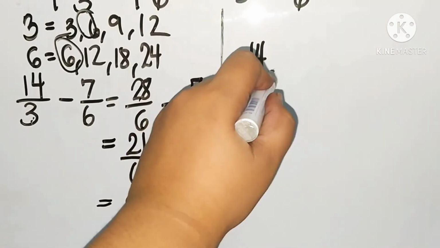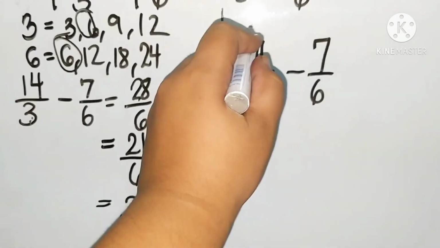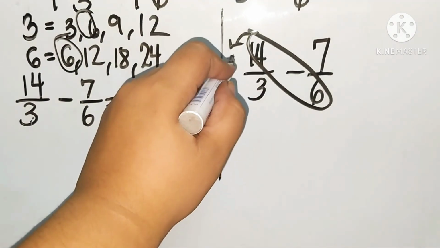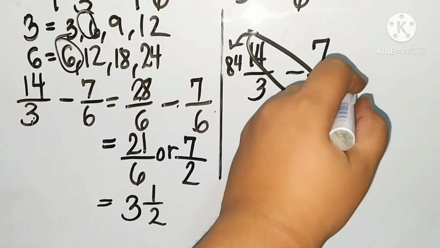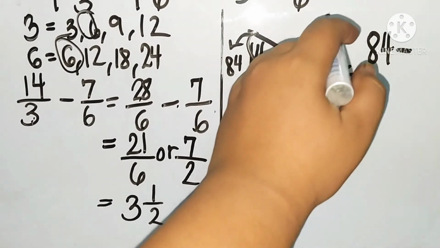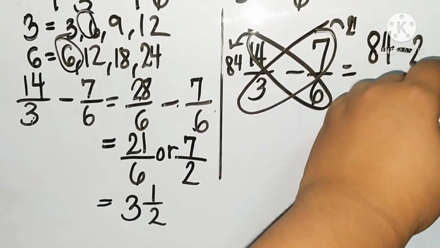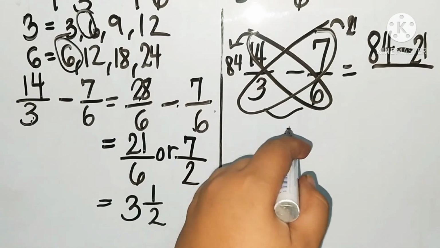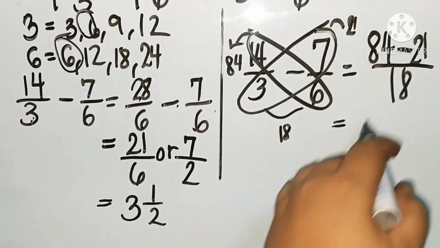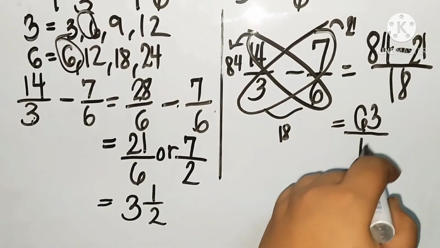14 over 3 minus 7 over 6. So, multiply 14 and 6. It will become 84. So, yung una nating numerator ay 84 minus 7 times 3. That is 21. So, this is 21, over 3 times 6 is 18. So, this is 18. And then, subtract 84 minus 21 is 63 over 18.